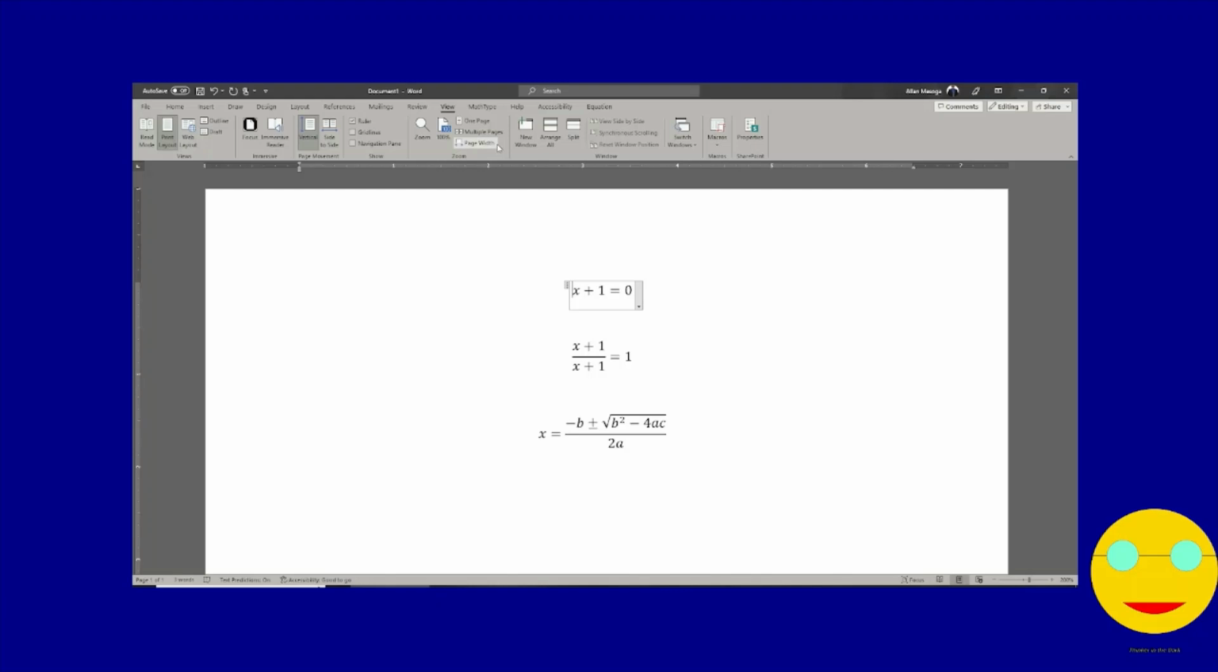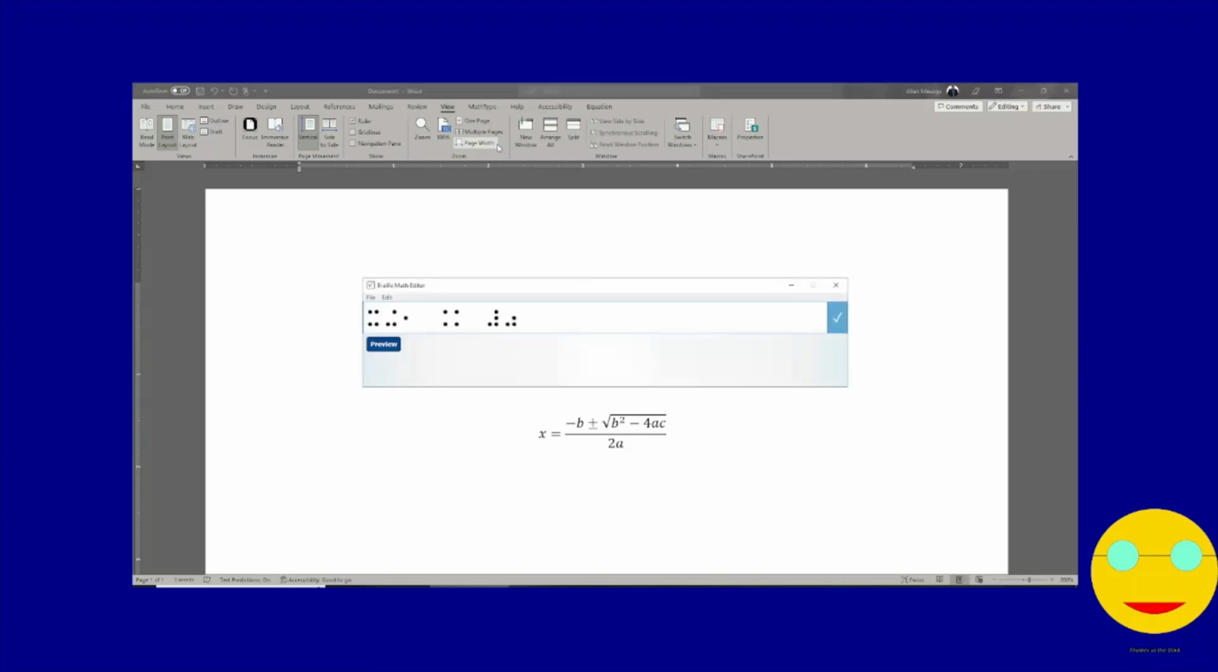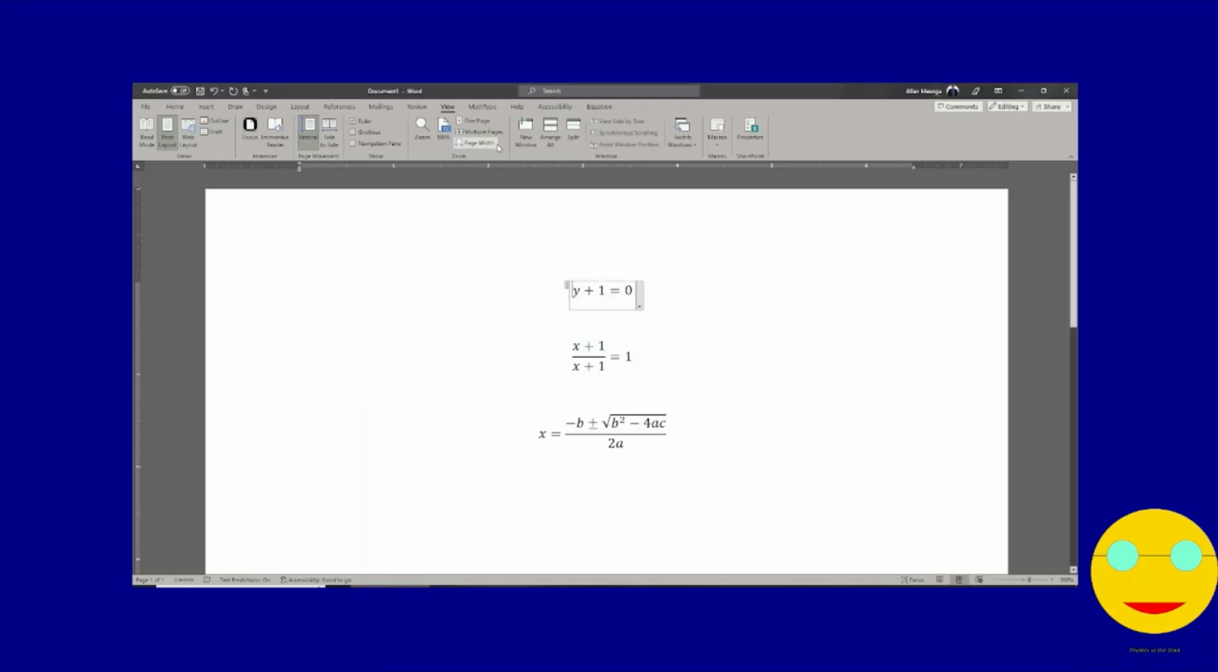So, let's press insert space, shift equals, Braille Math Editor, and our braille math editor will open. So, we can now edit our equation. Let's change our variable x to y. Dots 1 3 4 6, y. Then press enter. Math content y plus 1 equals 0. As you can see, our variable x is now changed into y.